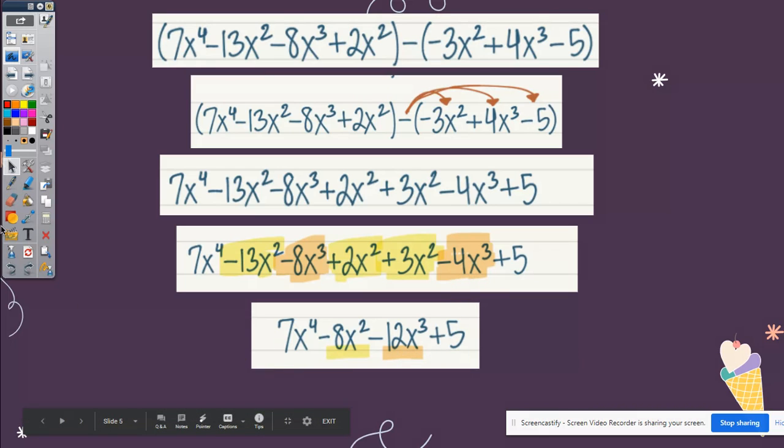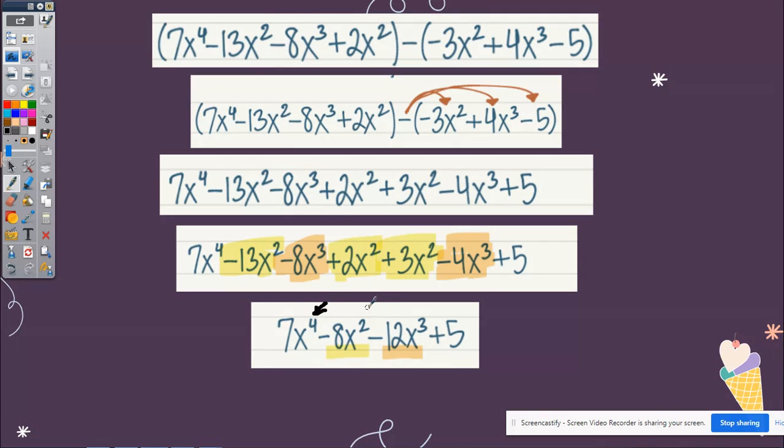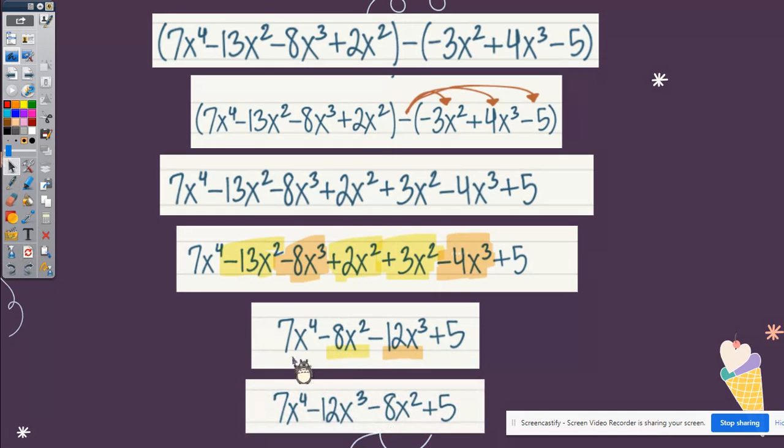Then just make sure it's in the correct order. So 4, 2, 3 is already messed up, so we have to rearrange it. So when you rearrange it, you have 7x to the 4th power minus 12x to the 3rd power minus 8x squared plus 5. That would be the correct order.